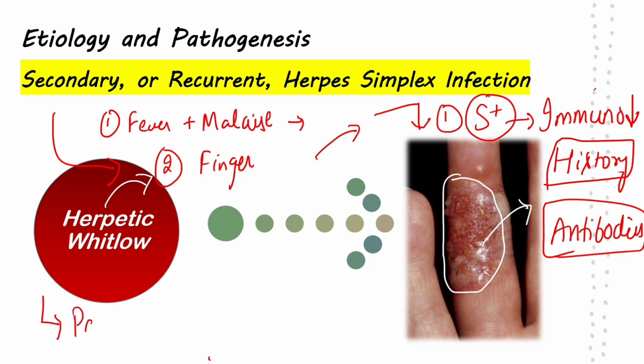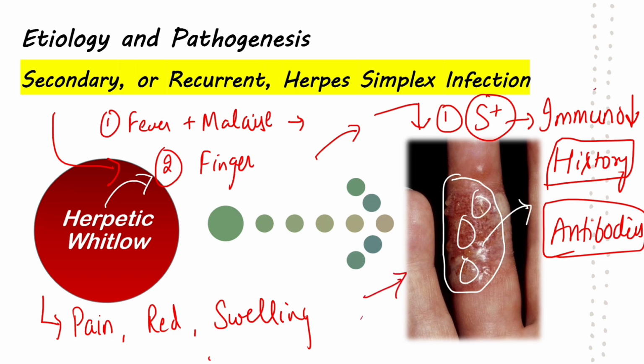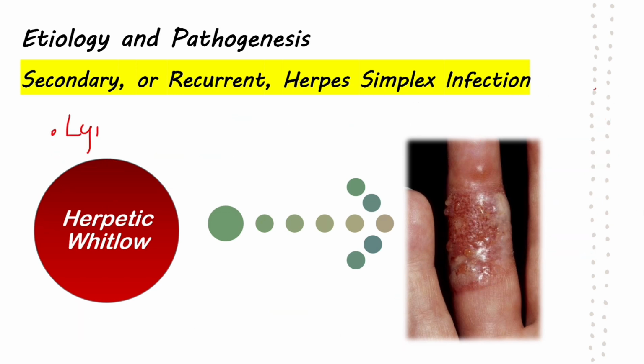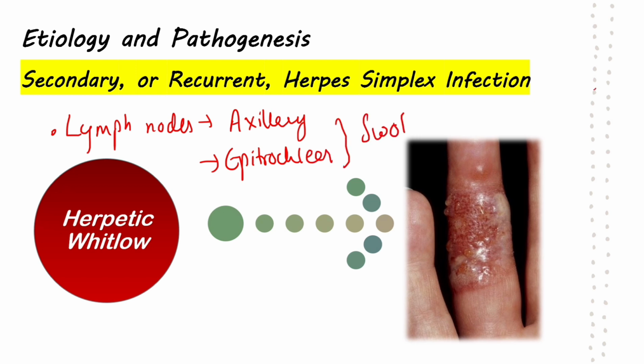Now, herpetic whitlow is characterized by significant pain, redness, and swelling of the affected fingers. Over time, vesicles, fluid-filled blisters or pustules, develop, which eventually break open to form ulcers. Additionally, the lymph nodes in the armpit, the axillary lymph nodes, or near the elbow, the epitrochlear lymph nodes, may become swollen and tender. The duration of herpetic whitlow can be prolonged, lasting from 4 weeks up to 6 weeks from the onset to resolution.